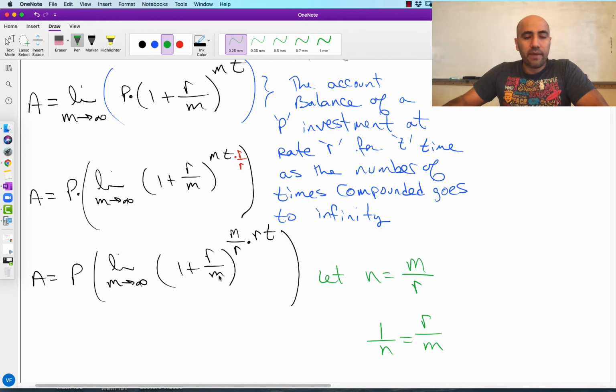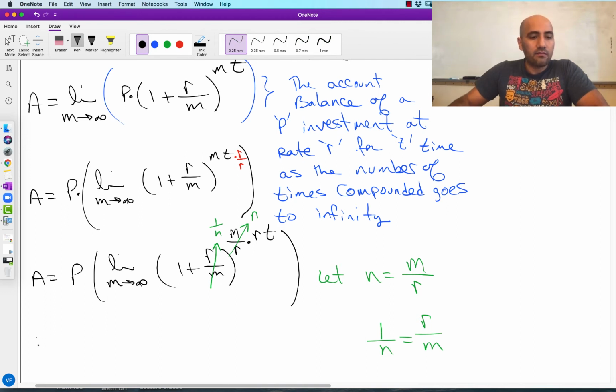So I'm going to come back over here and replace these two. Here, m divided by r is going to be replaced by this n. n equals m over r. Whereas this one is the other way around, r divided by m. This one is going to be replaced by 1 over n. Okay, let's copy that again.